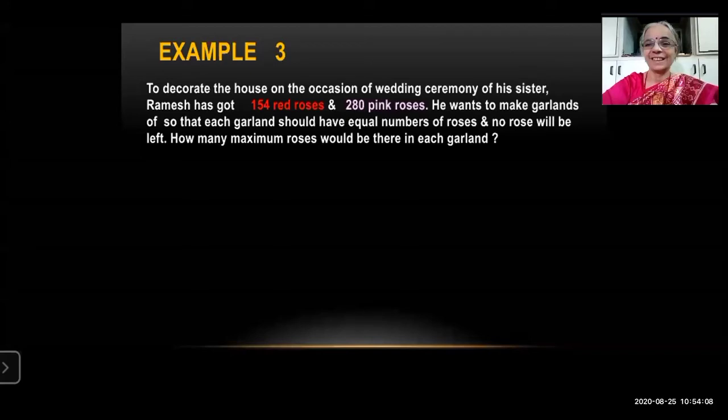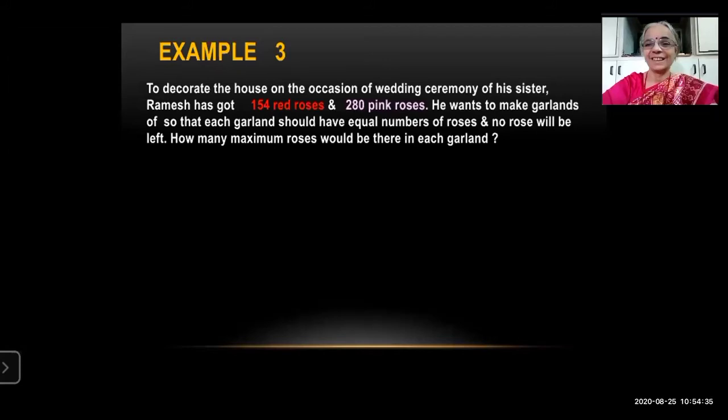Very good. Excellent. Now, children, what does it mean? Two numbers are given to us, 154 and 280. Now, Ramesh wants to decorate his house with these flowers, and so he wants to make garlands. But he wants that all roses should be used. It means no remainder. And what is asked? How many maximum roses would be there in each garland? Maximum. So we want the highest common factor for 154 and 280.